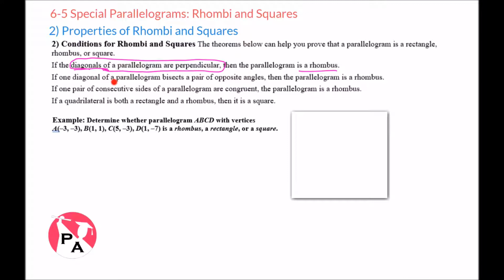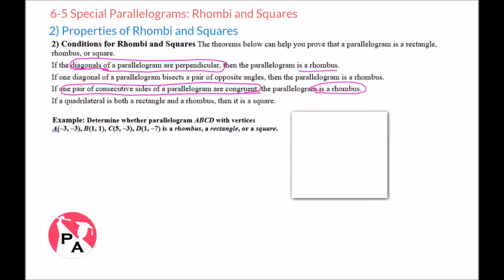So the next one, if one diagonal of a parallelogram bisects a pair of opposite angles, then the parallelogram is a rhombus. So using coordinate proofs, we cannot show this one, so I'm just going to skip this one and I'm not going to explain that. If one pair of consecutive sides of a parallelogram are congruent, then it's a rhombus. So this one tells us basically all the sides are equal. If one pair of consecutive sides of a parallelogram are congruent, we're going to choose two sides and then see if their measures are the same. Then we are going to say it is a rhombus.